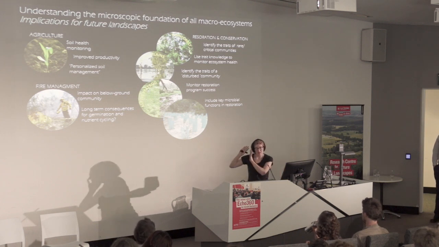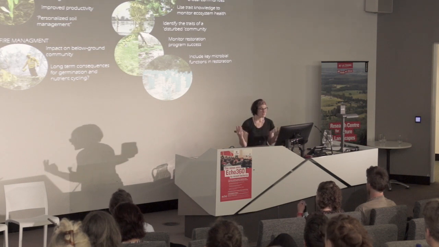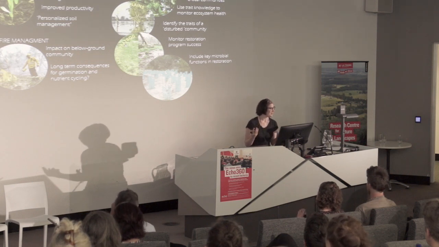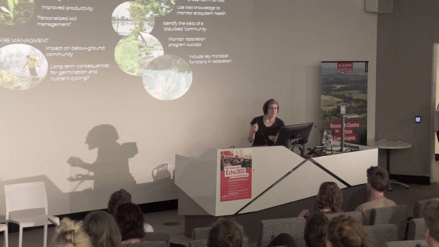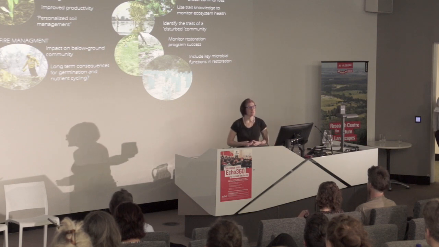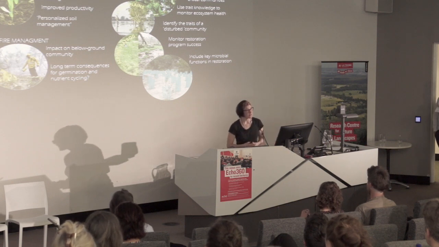Forget for a minute our natural ecosystems. Are there any traits that typify a disturbed ecosystem or a managed ecosystem? If we could classify these different kinds of communities, disturbed, natural, managed, maybe we can incorporate that information into monitoring the success of our restoration programs. Maybe there's some microbial process that we should be incorporating into our restoration programs in a below ground way.